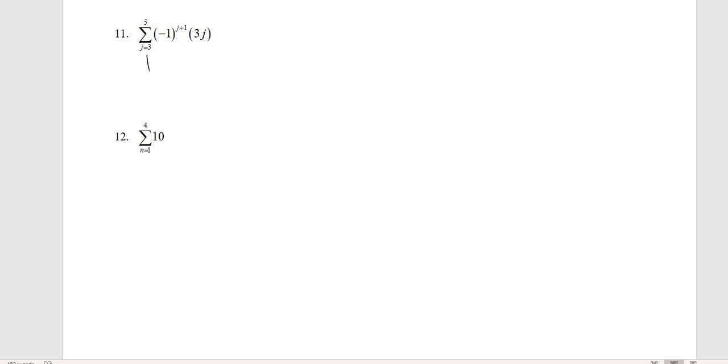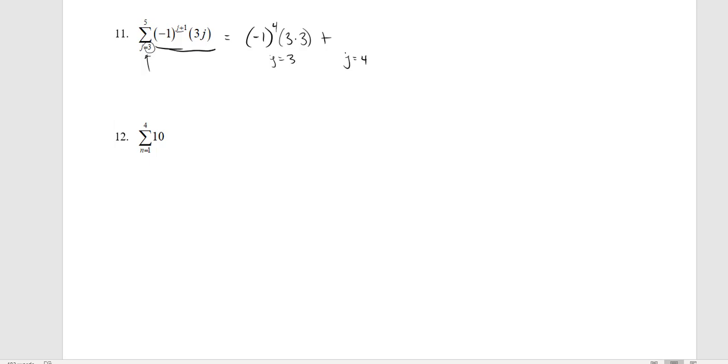Notice here, all we're seeing is that we don't have to start at an index value of 1. Here we're starting at j equals 3 and going up to j equals 5. So what will this look like? Well, just the exact same process. I have, notice, an alternating factor, negative 1 to the, well, the first term is going to start with the j equals 3 plugged in. So 3 plus 1 is 4 up here, times 3 in this first term of the sum. The next one will be the j equals 4 term.